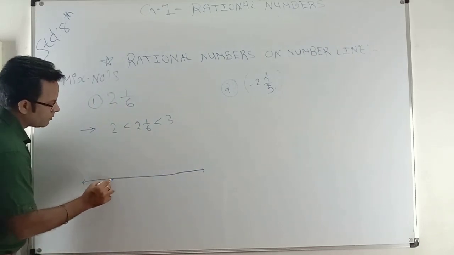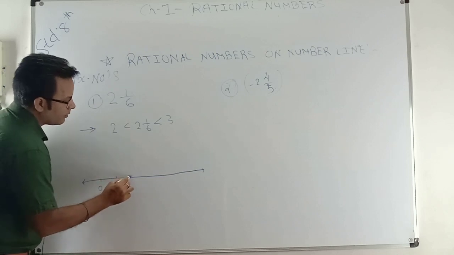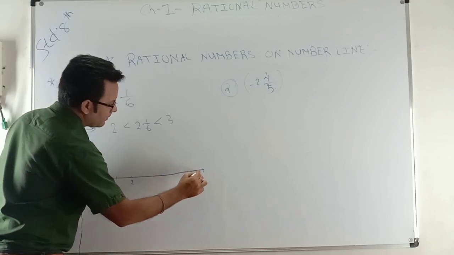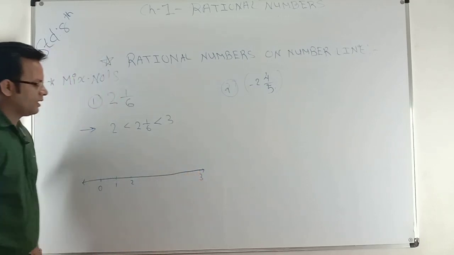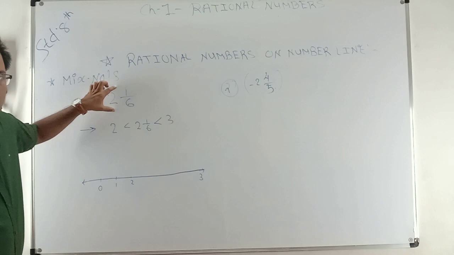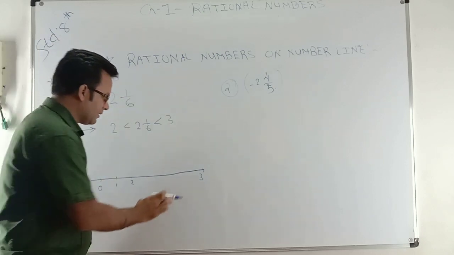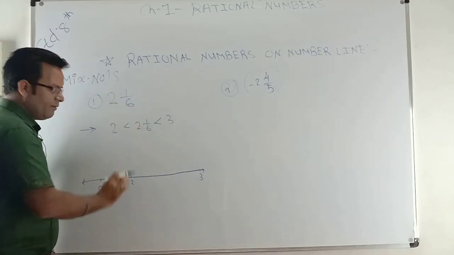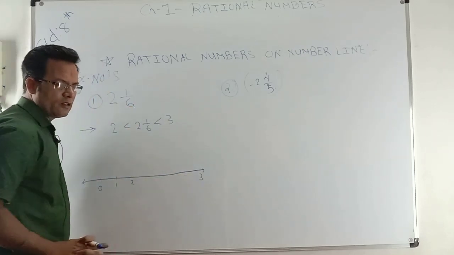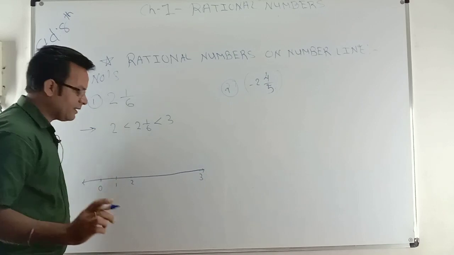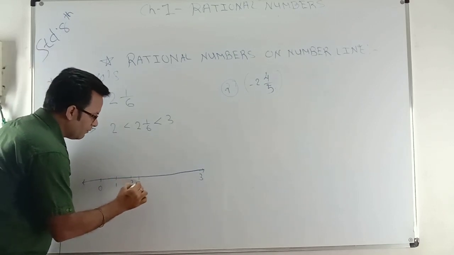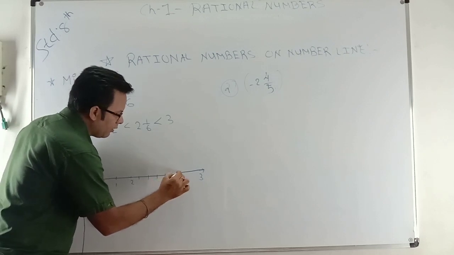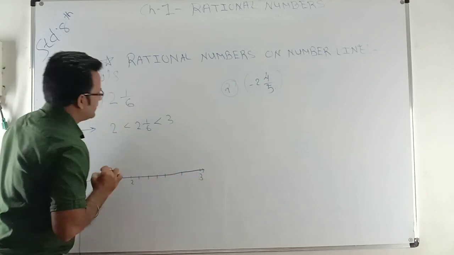Zero, 1, 2 and 3. Now you see this number 2 integer 1 upon 6 is lying between 2 and 3. So you have to divide this much part of the line into 6 equal parts. 1, 2, 3, 4, 5 and 6.